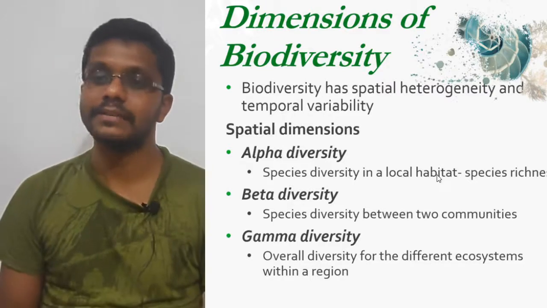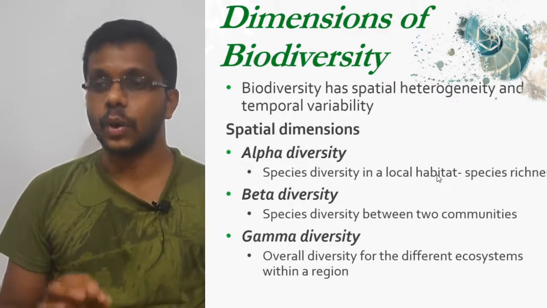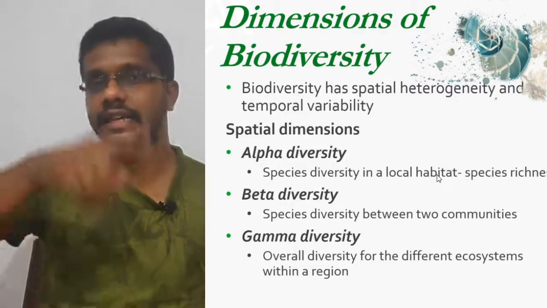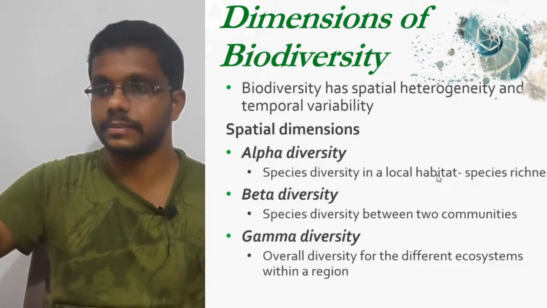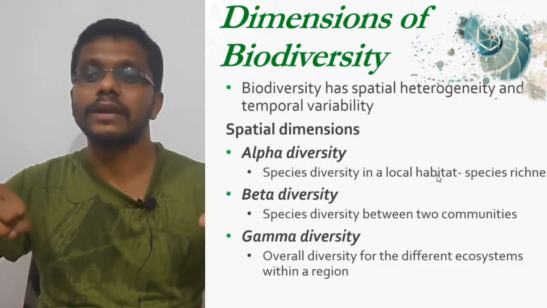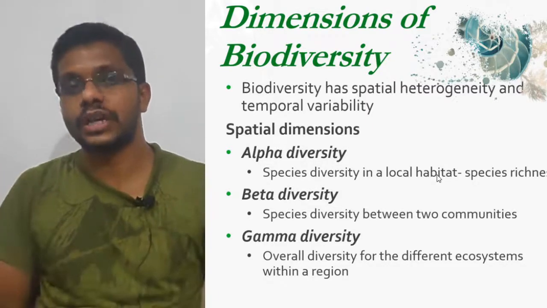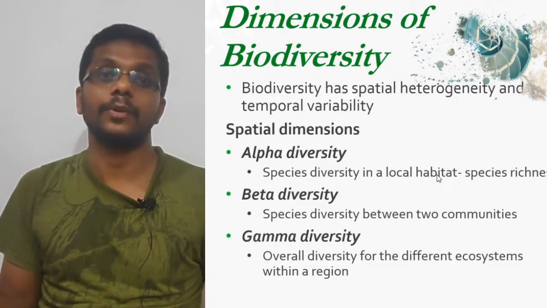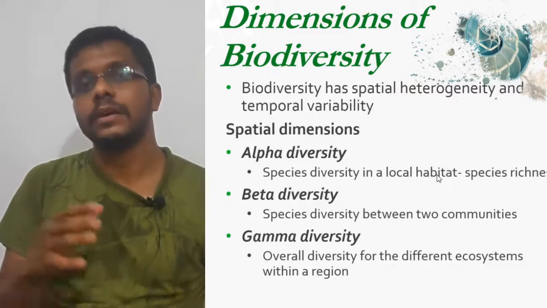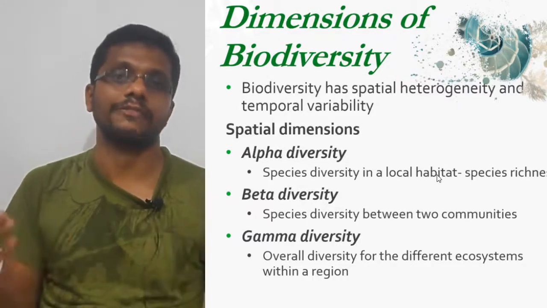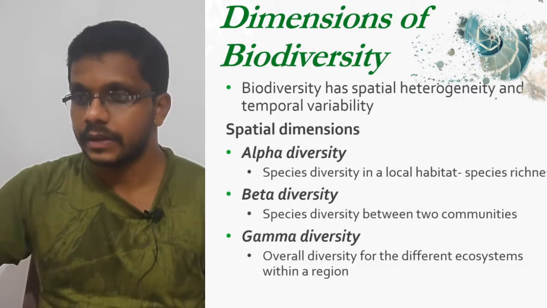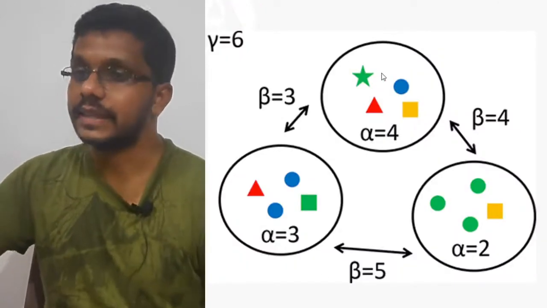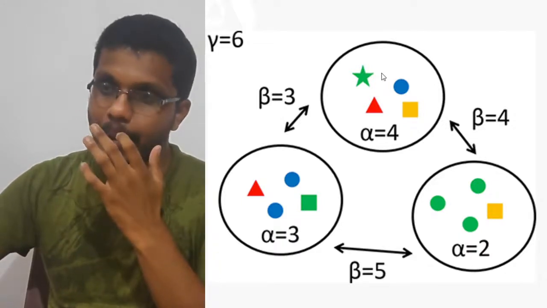Finally, we have the gamma diversity. Gamma diversity is the overall diversity of the different ecosystems within a region, within a large landscape. So, what is the overall diversity? Overall, in total, how many different types of species do we have? We are not thinking about the number of unique species, but the total number of species, the total different kinds of organisms we are having. I think I will be able to explain alpha, beta, and gamma diversity using this figure.